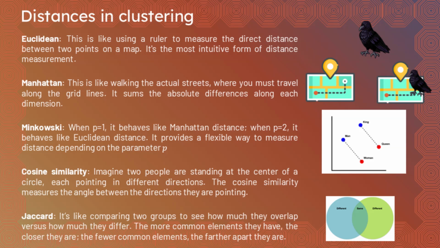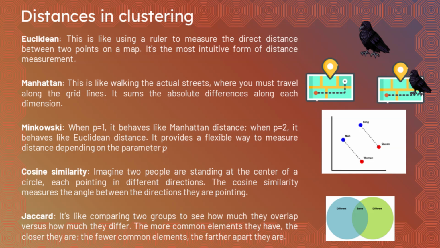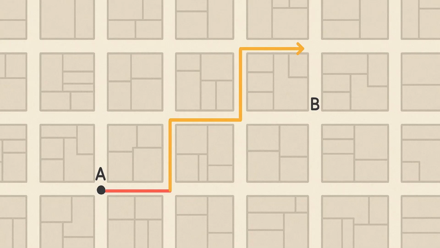Clustering isn't just about grouping, it also depends on how we measure distance between points. Let's look at some common distance metrics. First is Euclidean distance, the most familiar one. Think of a crow flying directly from point A to point B. It's a straight-line path, just like using a ruler on a map. Then there's Manhattan distance, which is more like walking city blocks. You can't go diagonally. You have to follow the grid lines. It adds up all the horizontal and vertical movements.